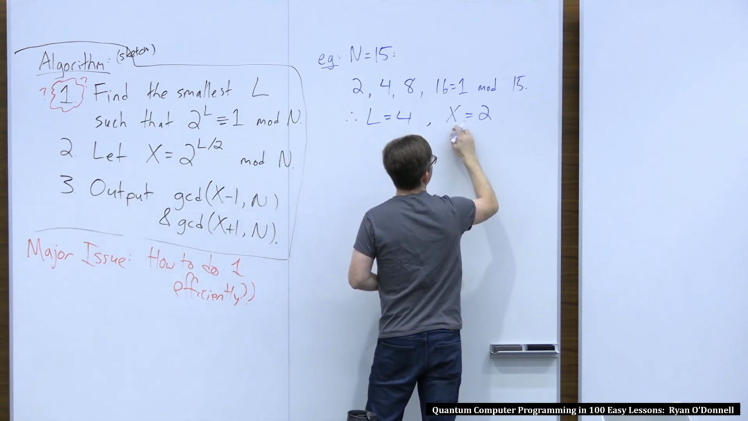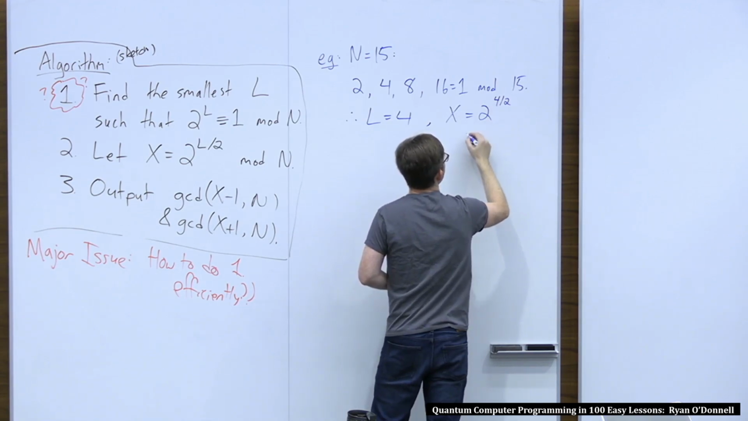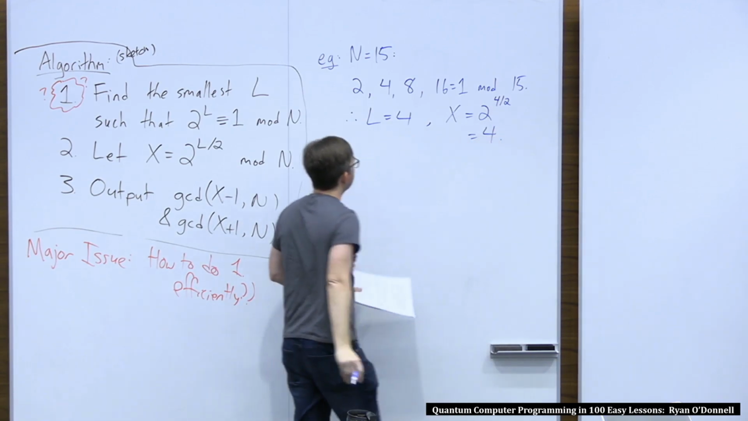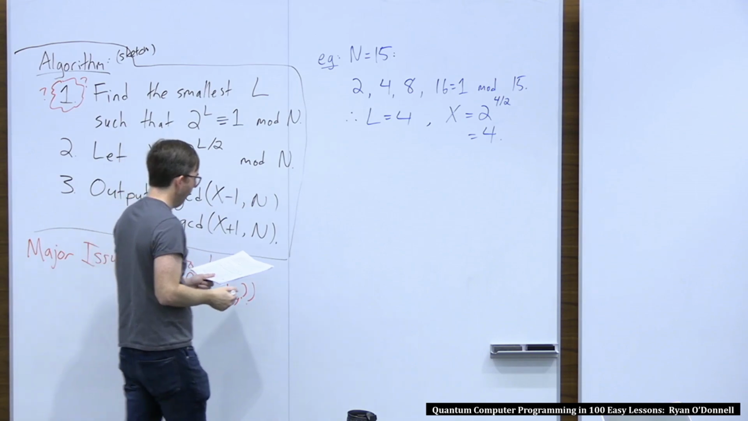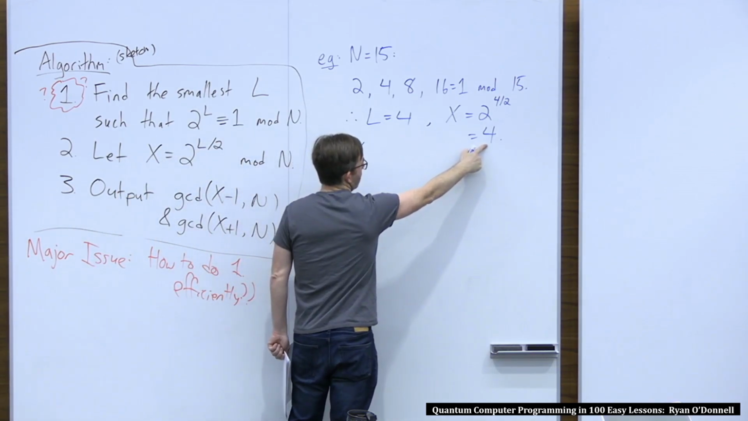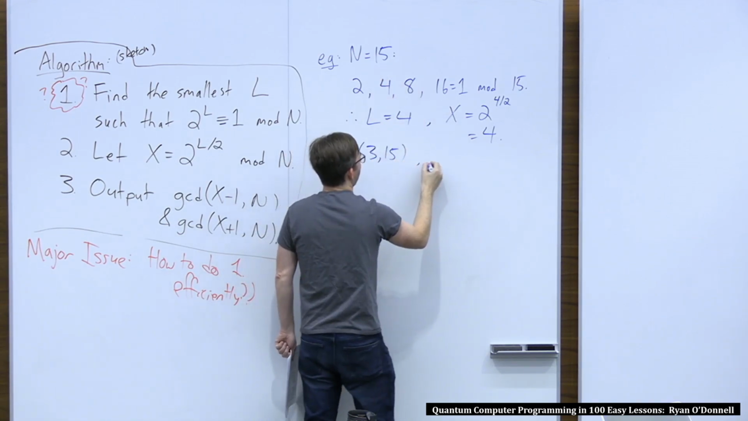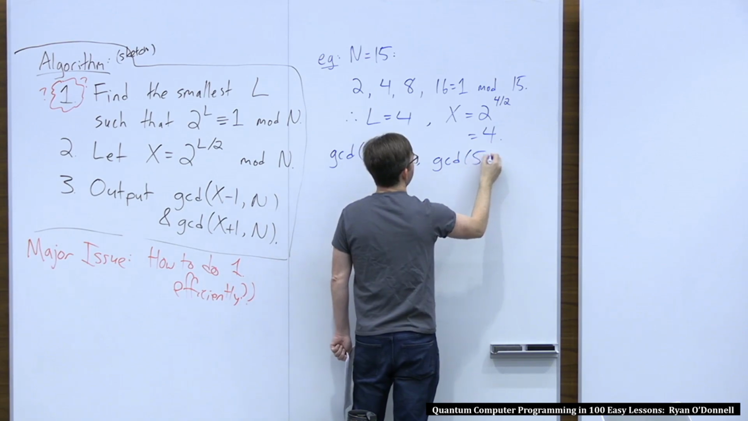L over 2 is 2. So x is 2 to the 4 divided by 2, mod 15 if you like. But that's 4. Okay, so x is also 4. So then we compute the GCD of this plus or minus 1 with the thing we're trying to factor. So 3 and 15. And we also compute the GCD of 5 and 15.